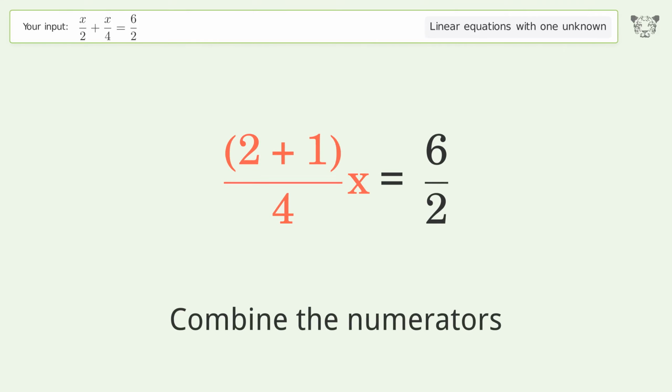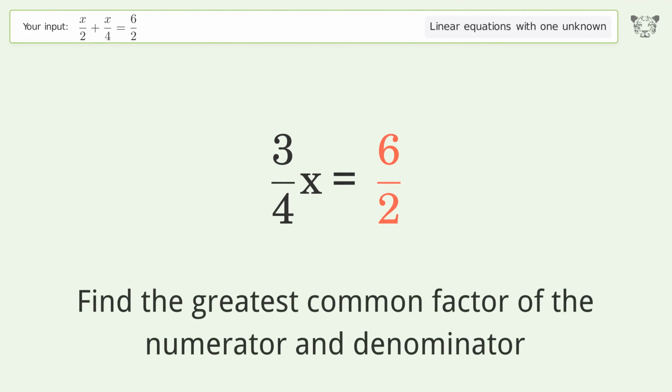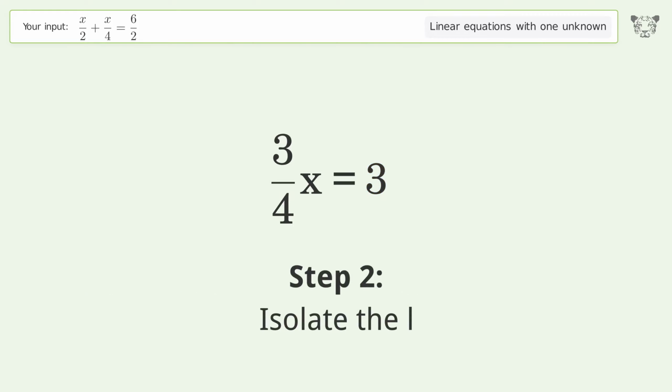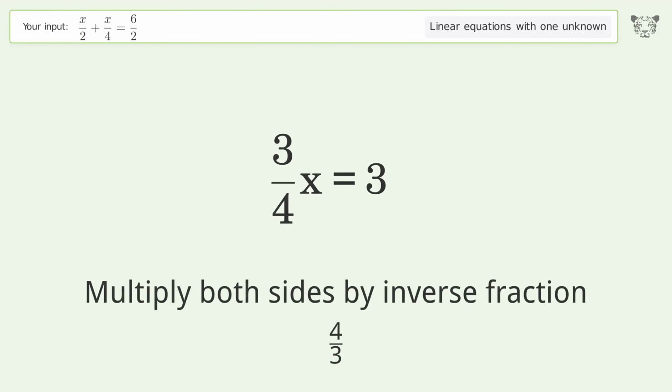Combine the numerators. Find the greatest common factor of the numerator and denominator. Factor out and cancel the greatest common factor. Isolate the L. Multiply both sides by inverse fraction 4/3.